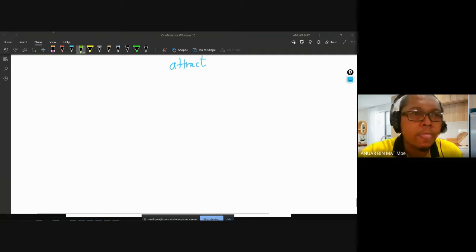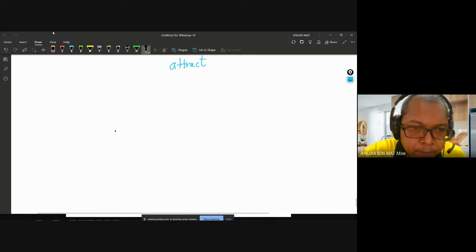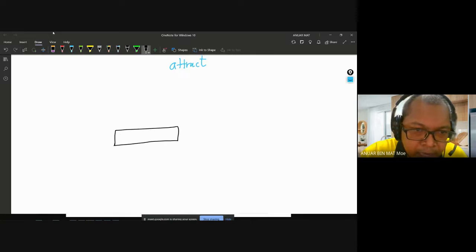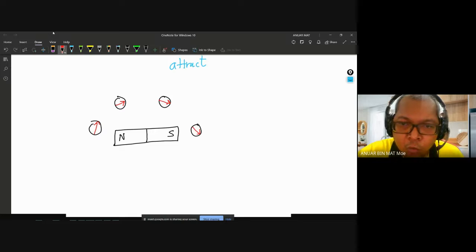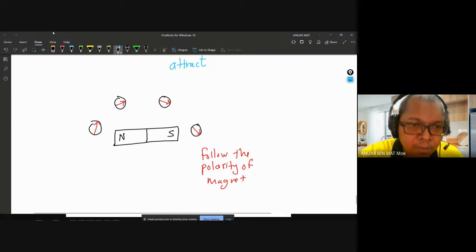Right, so if I have a magnet over here, one end is north and one is south, and then I put compass 1, 2, 3, 4. So what is the direction of the compass? The direction of the compass will be like this. Okay, because the needle of the compass will follow the polarity of the magnet.